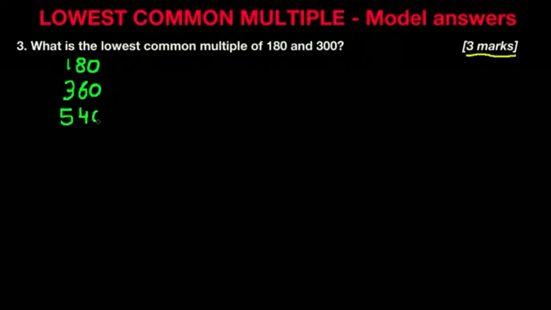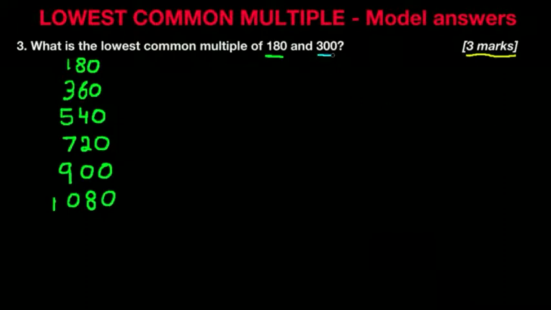540, 720, 900, 1080. So all we have done is simply add 180 each time. So that is the first number done, 180.